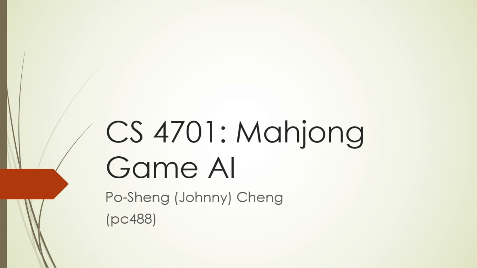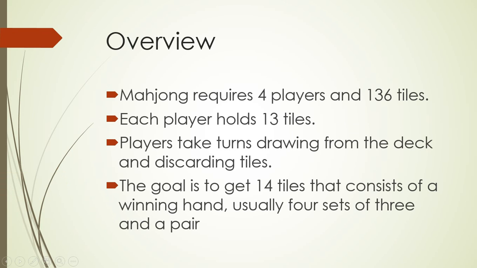The project I did is a Mahjong Game AI implementation. Mahjong is a traditional game that requires 4 players and 136 tiles. Each player holds 13 tiles and takes turns, drawing from the deck and discarding tiles. The final goal is to get 14 tiles that consist of a winning hand, usually in the form of 4 sets of 3 and a pair.